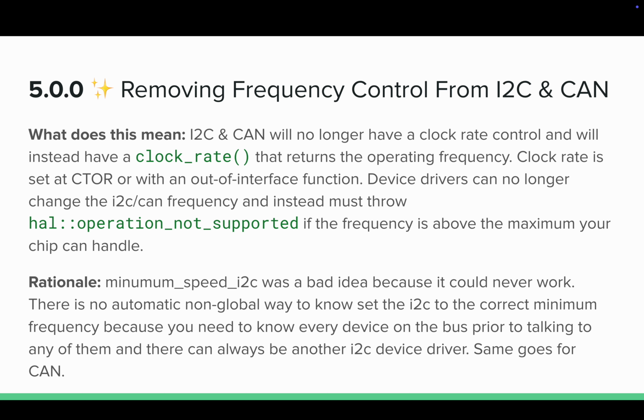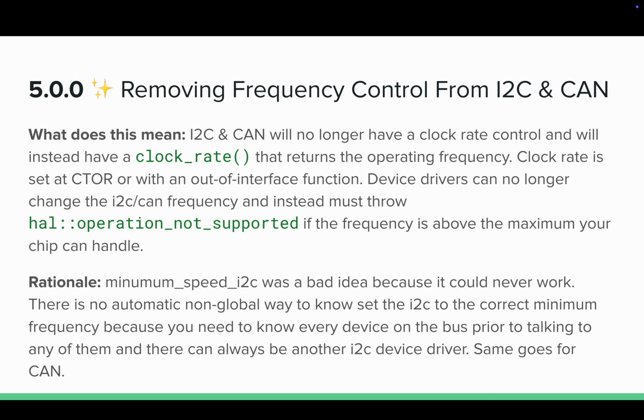And yeah, the rationale for this is that when I was writing the documentation for minimum speed I2C, I realized that there was a glaring flaw in the idea. And it's the fact that there really is no automatic, non-global way to know how to set the I2C to the correct minimum frequency. The reason why is because before you talk the first time on the I2C bus, you needed to already have set the frequency of the I2C to the lowest that the bus can handle. So if you have 3 devices and one of them can talk at 1 megahertz, another one can talk at 400 kilohertz, and another one can talk at 100 kilohertz, you can only talk at 100 kilohertz. You have to talk at the slowest speed.